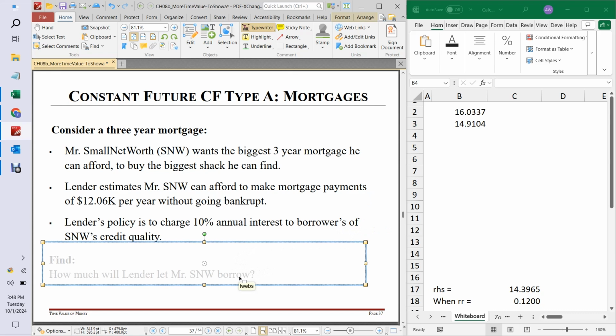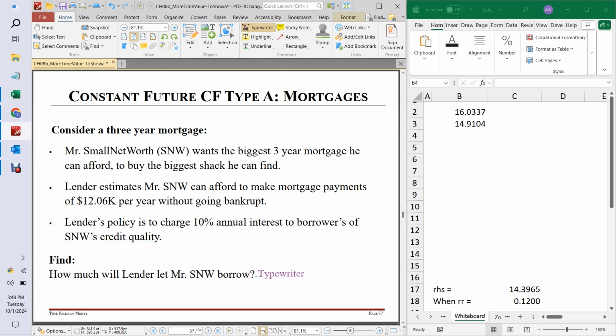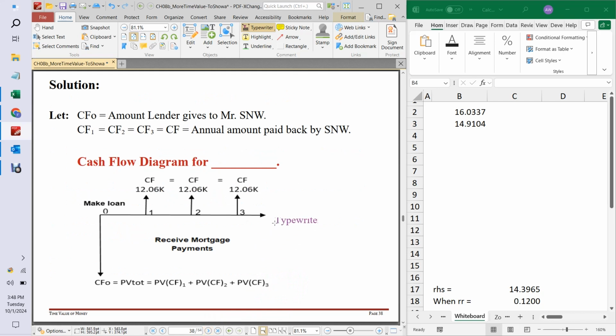So with all this great information in hand, let's see if we can find out how much the lender will let Mr. Small Net Worth borrow. Let's define some terms and get a cash flow diagram to get us started here. Let's say that CF0, as usual, is the amount the lender gives to Mr. Small Net Worth, and that's always at t equals 0, the beginning of the project. And the way these mortgages work is that all of Mr.